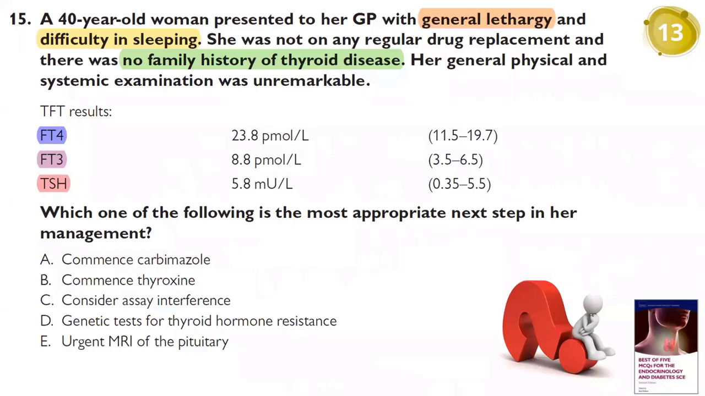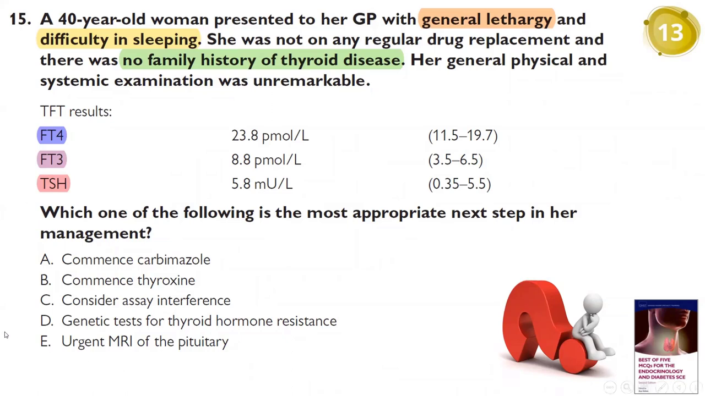Genetic testing? What, genetic testing? No family history here, and even if there is a family history, consider assay interference. As I mentioned previously, if you see thyroid function tests like those of a TSHoma or thyroid hormone resistance, this is a very rare condition. Before diagnosis of this condition, you must exclude an assay interference.